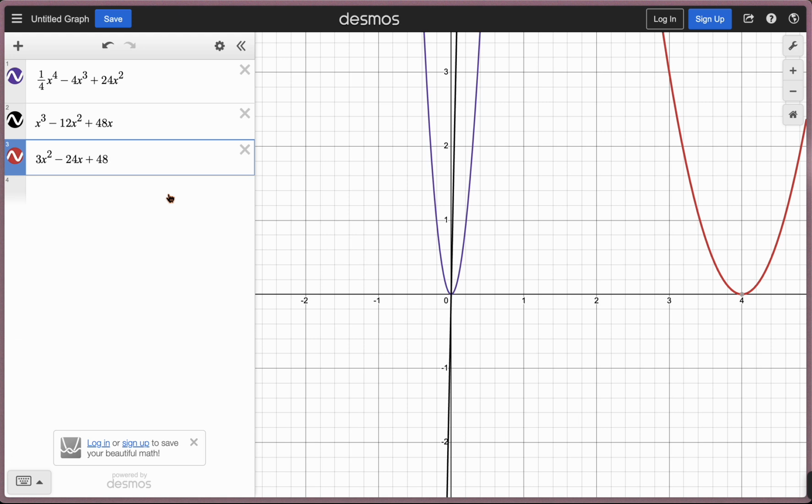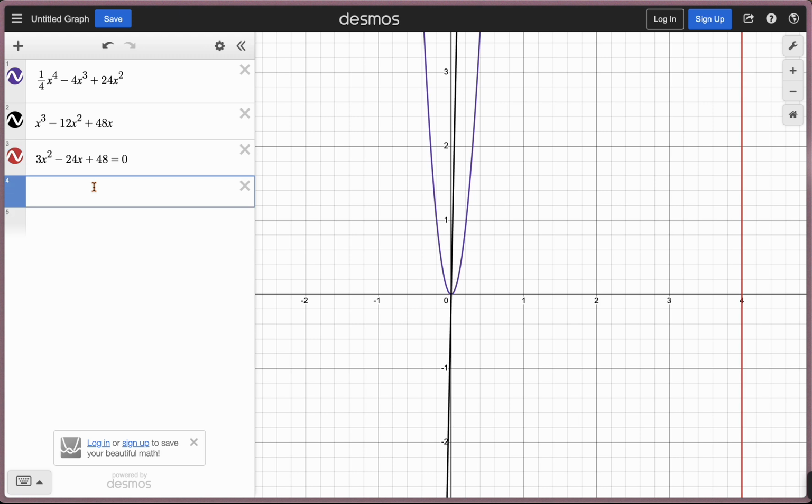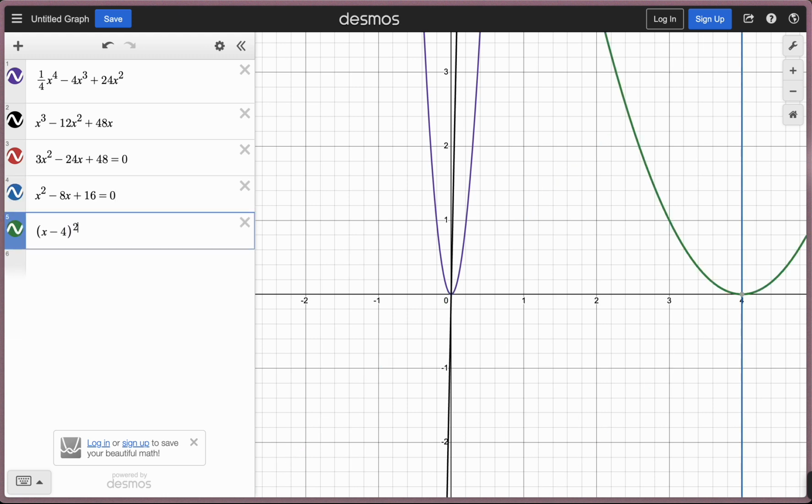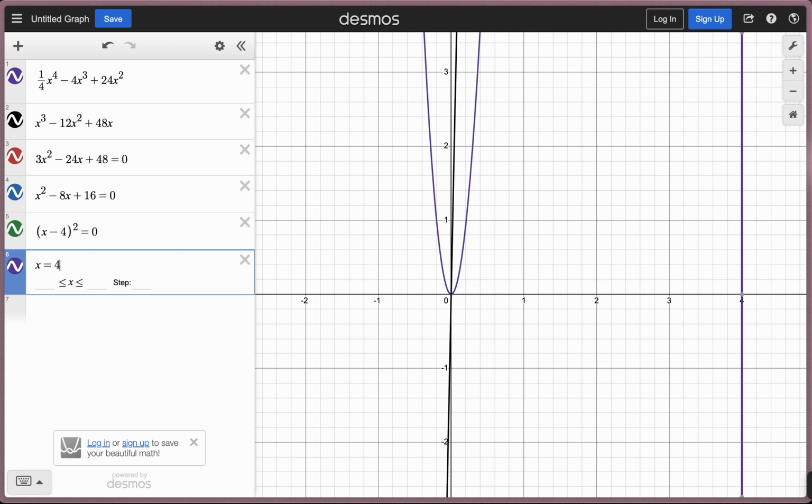Now we're going to set the second derivative equal to 0 and divide the whole equation by 3 because we have that in common. X squared minus 8x plus 16 equals 0. Now we're going to factor it, and that is x minus 4 squared equals 0, and that would be x equals 4. So we have a candidate for a point of inflection, which is x equals 4.